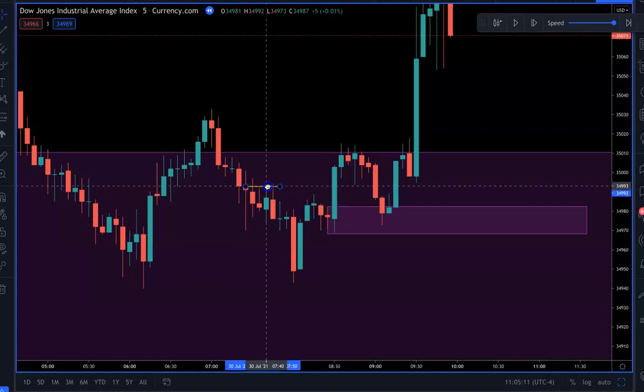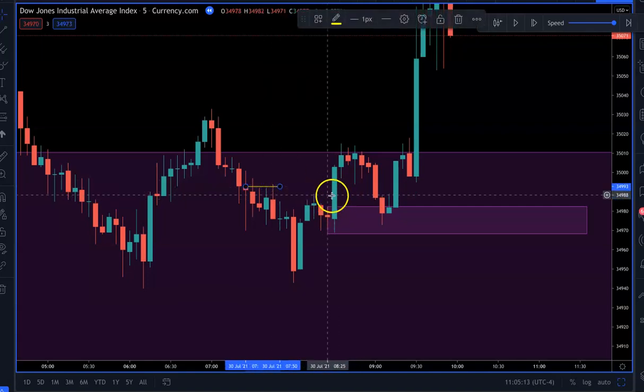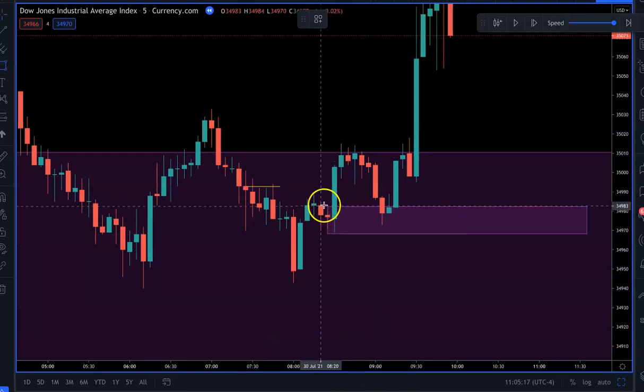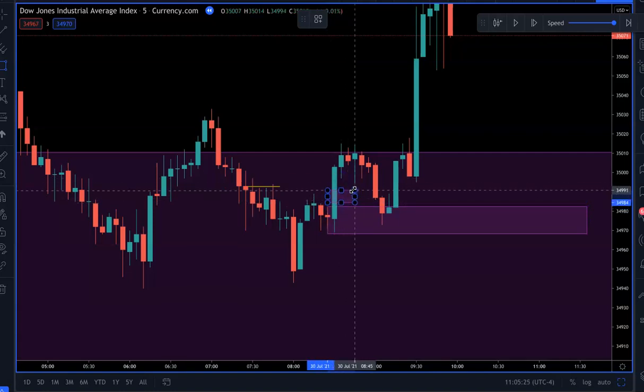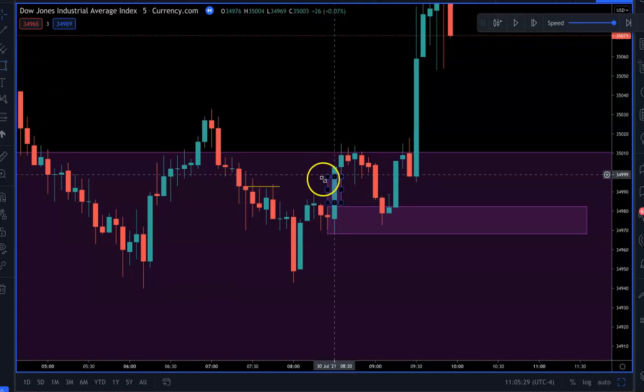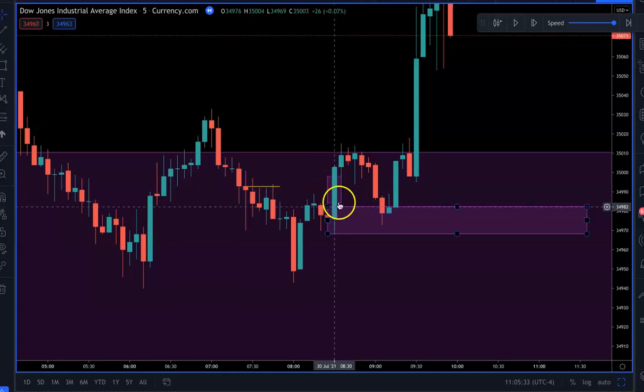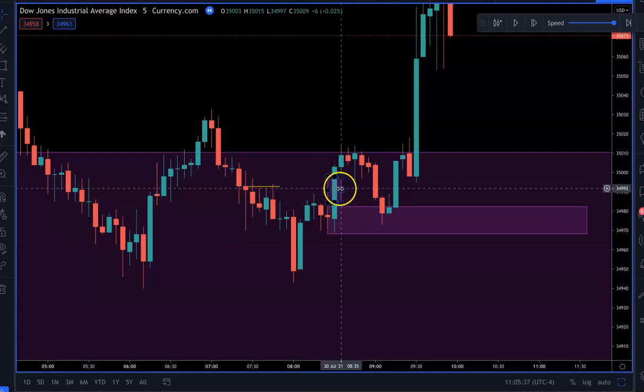Let's move this out the way. As you can see, there's nothing in this box here. This is like a gap. This space right here, this is all a gap. Okay? We need this area to be mitigated, to be filled by price.